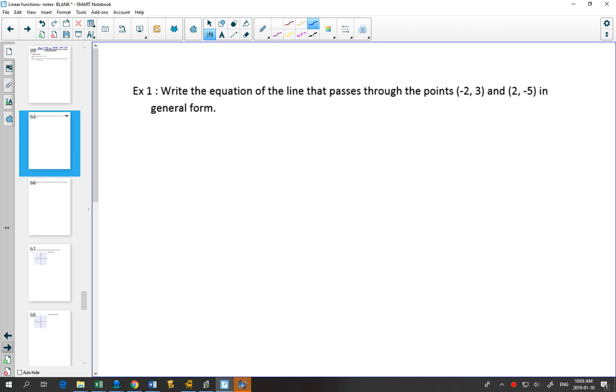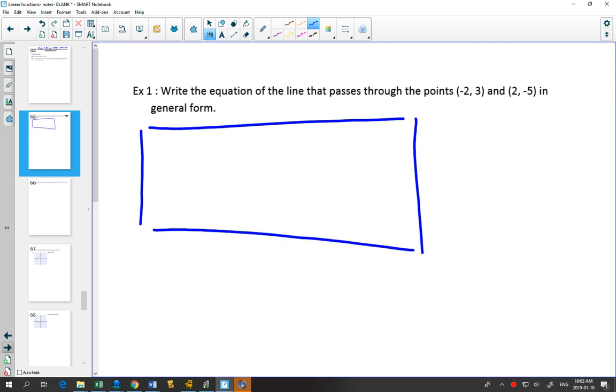So here's our first example with 2 points. I don't know how you want to set things up. These are the things you need: you need your slope and you need a point. Do we have either of those? Yes, we have 2 points.